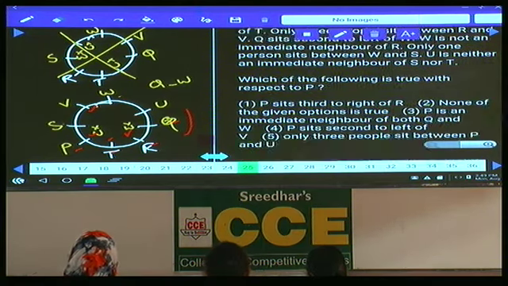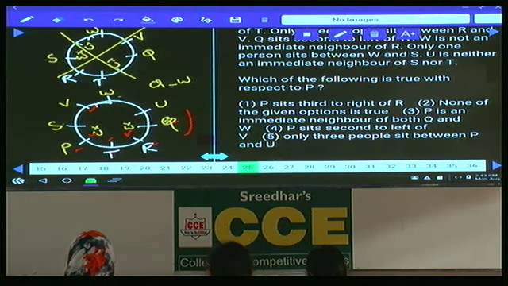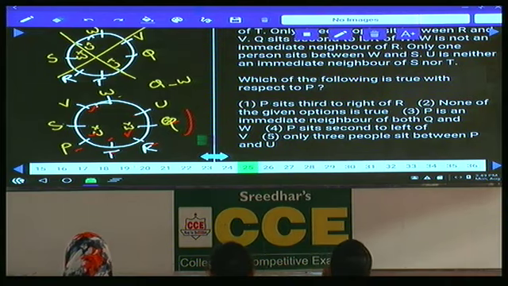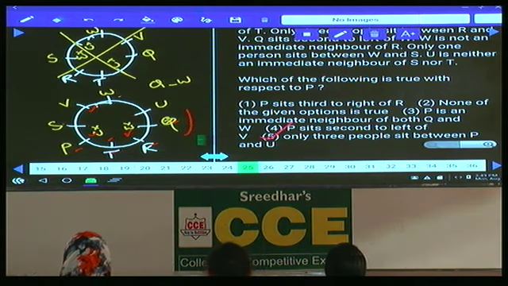Then question number 25. Which of the following is true with respect to P? P sits to the right of R is false. And choice 3, P is an immediate neighbor of Q and W, that is also false. P sits second to the left of V, that is again false. Only 3 people between P and U, definitely true, choice 5. So 25, it is choice 5.